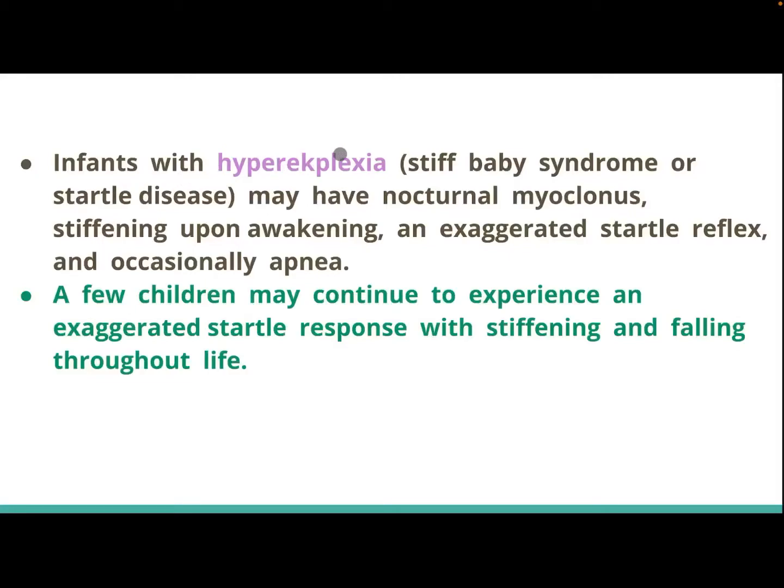Infants with hyperekplexia, stiff baby syndrome, or startle disease may have nocturnal myoclonus, stiffening upon awakening, exaggerated startle reflex, and occasionally apnea. A few children may continue to experience an exaggerated startle response with stiffening and falling throughout life.